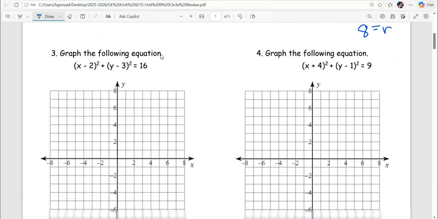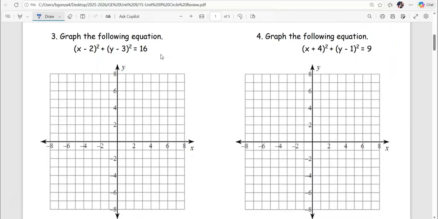And could you plot this on a graph? Let's see it. Graph the following. So the center is lie, lie. So +2, +3. And then square root of 16 equals 4. So 2, 3. The radius goes 4 up, 4 down, 4 right, 4 left. And you can sketch yourself a nice circle.